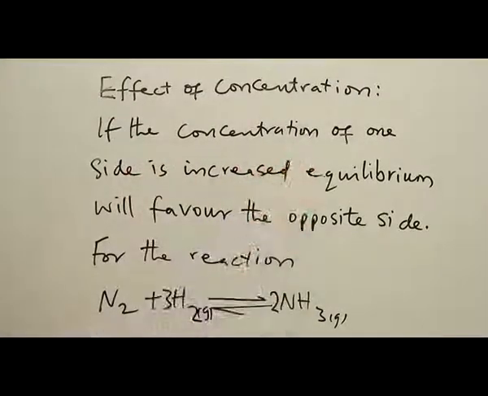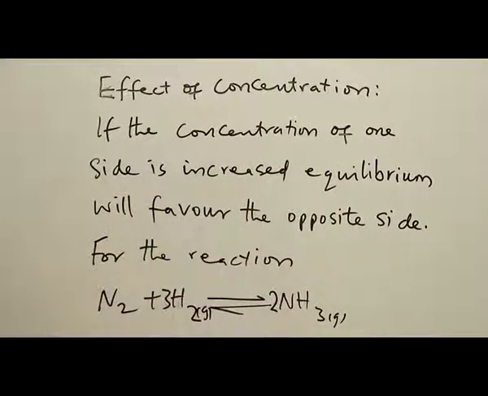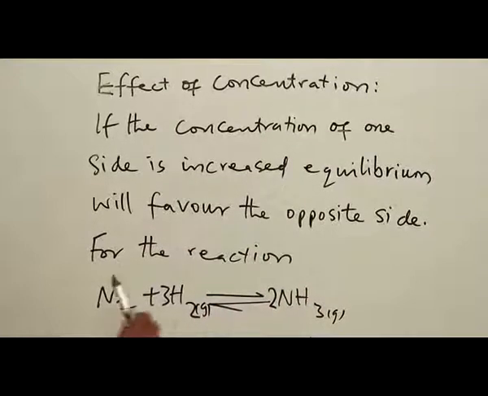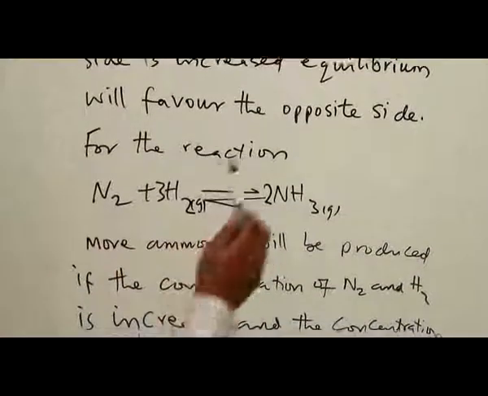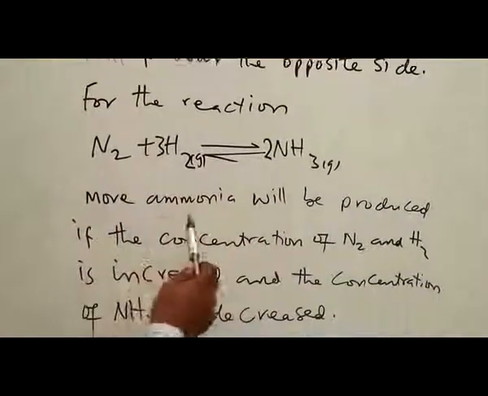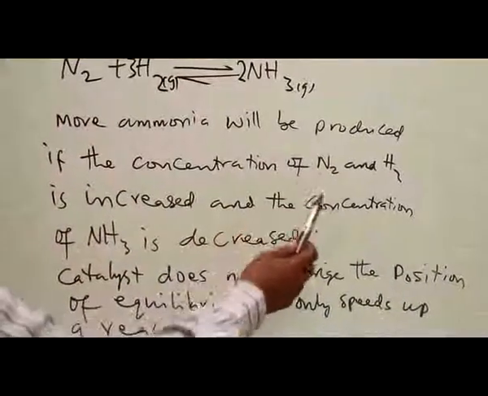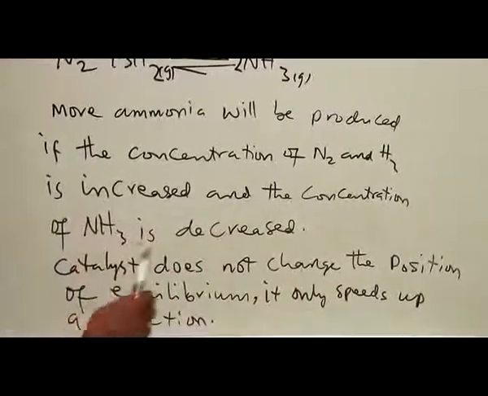Effect of concentration. If the concentration of one side is increased, equilibrium will favor the opposite side. For the reaction nitrogen plus hydrogen to give ammonia, more ammonia will be produced if the concentration of nitrogen and hydrogen is increased and the concentration of ammonia is decreased.